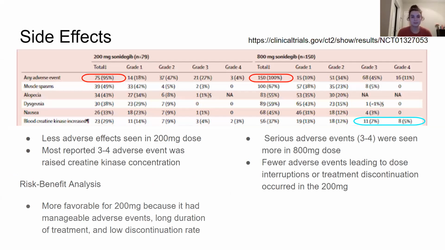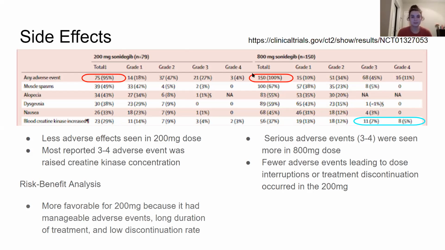So while taking Sonagib, people mainly experience these symptoms right here: muscle spasms, alopecia, dysgeusia, nausea, and blood creatine kinase increases. And it was seen that fewer adverse events happened here in the 200 milligram group versus the 800 milligram group, which I have circled in red here.